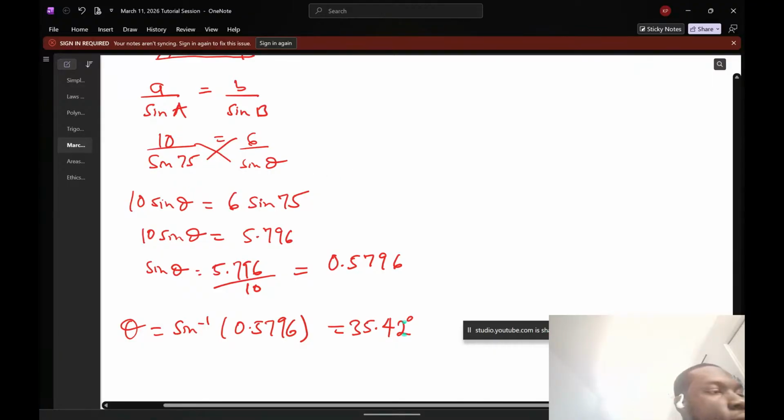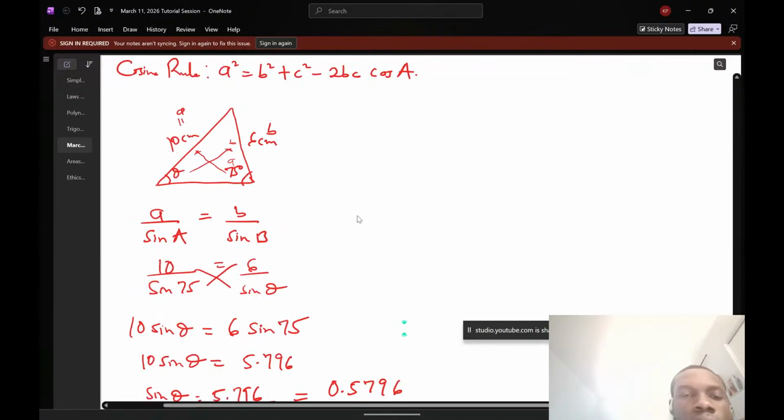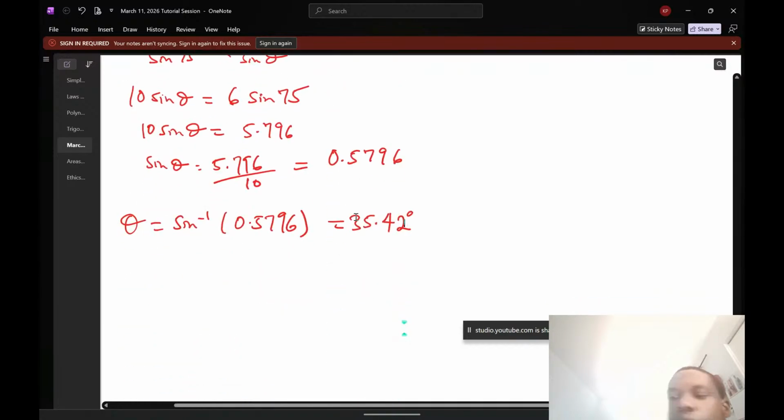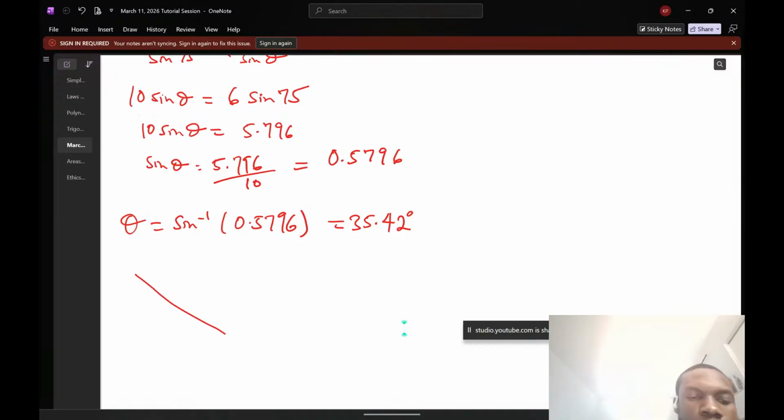So let's try another one. Let's try one that has three angles. So let's say this side is 35, this side is 40, and this side is 60. Okay. Let's assume this side is 7 meters. This is 3 meters. This is 4 meters.